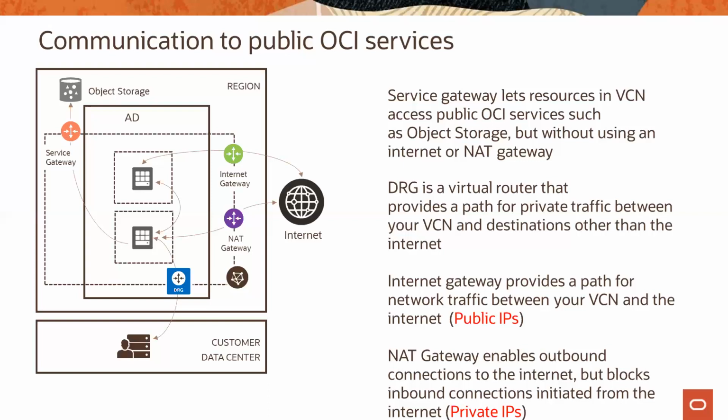Then you have the DRG, or dynamic routing gateway. This is a virtual router. You use it to connect to outside your Oracle VCN, so outside Oracle Cloud, or outside your region to be specific. So you use the DRG to connect to your on-prem, or to connect two different regions. If you have two different regions and you want a connection between them to be linked as one VCN, you just use the DRG.